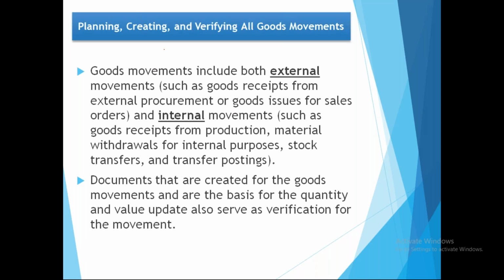Basically, there are two types of goods movements. Goods movements include external movements. That means you receive materials from suppliers, external procurement. Goods received from external procurement means you order the material from the vendor, and the vendor will supply the material. That is one type. Another one is goods issue for sales order. Once you produce the product, you sell the product to the customer. So that is goods issue. So these are external goods movements.